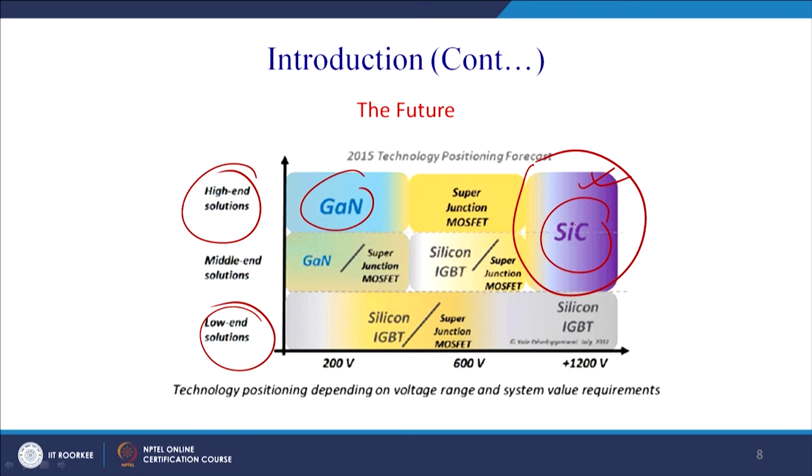Thus, the future lies in silicon carbide based devices and GaN based devices for high switching frequencies in low voltage applications, and also super junction MOSFETs, which can be suitably preferred at the lower or middle level voltages.